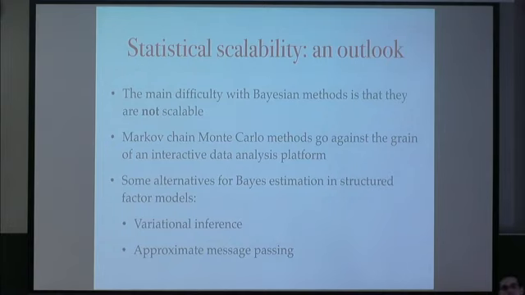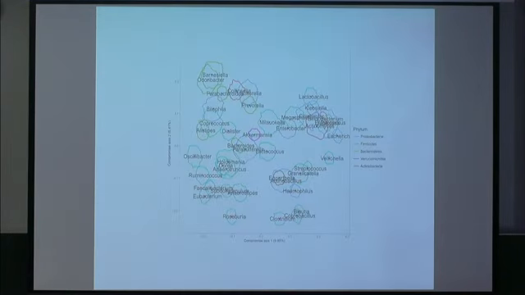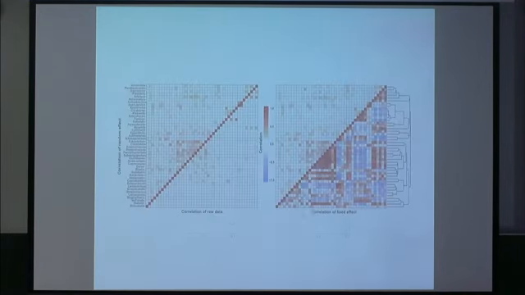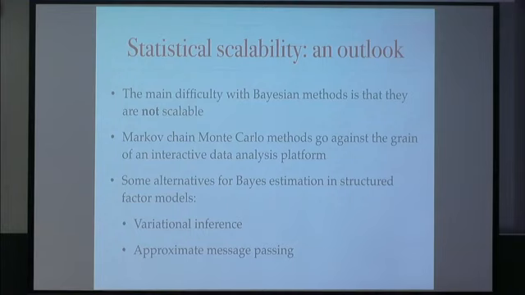A biologist never wants to spend, even if it's possible to do MCMC, over 3 hours, they just want to be able to click on something and obtain an ordination plot. So they're not going to wait a long time just to get these nice uncertainty regions. And so we need alternatives for Bayesian estimation in structured factor models. I think that's critical for the advancement of microbiome science.